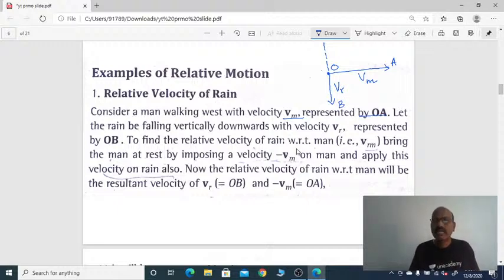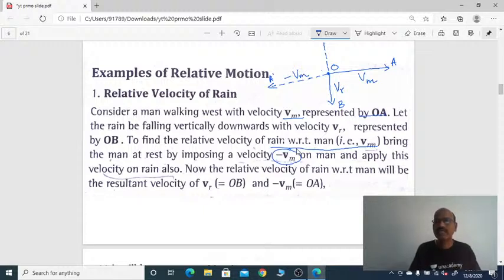Now, what is the relative velocity of rain with respect to man, VRM? In order to find that, bring the man to rest. That means OA, I can draw the same magnitude in the opposite direction as a negative vector, OA dash. This is now the velocity of man. To find the relative velocity of rain with respect to man, bring the man at rest: draw OA as a negative vector in the opposite direction. This is now minus Vm.